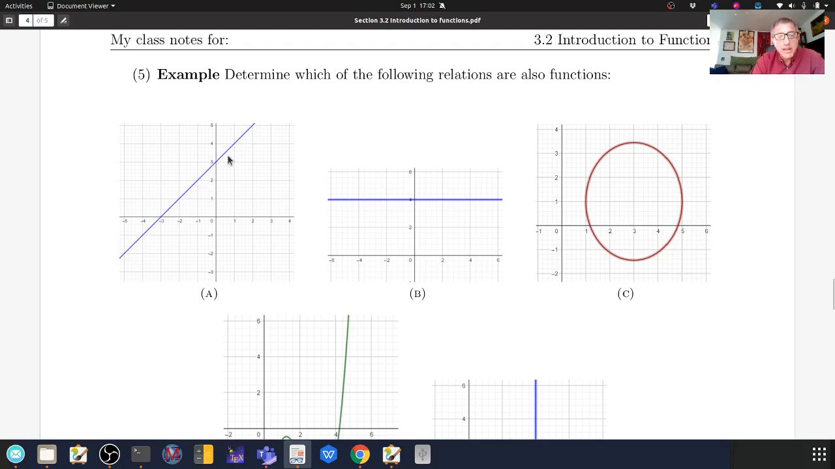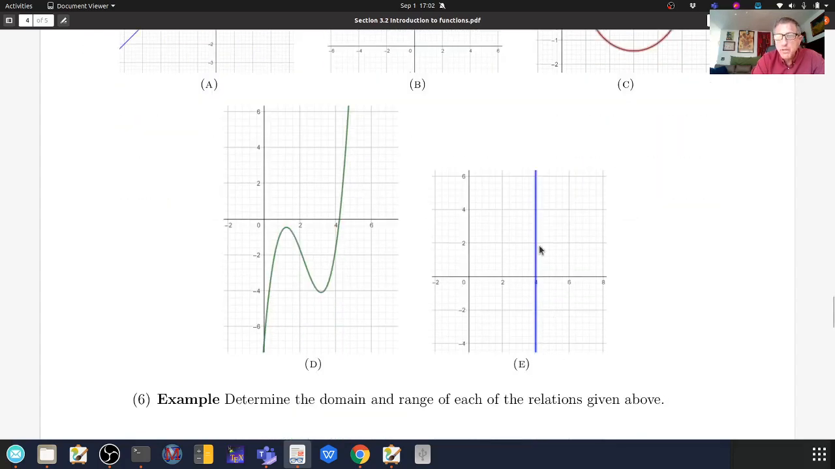If a line is not vertical, then it's a function. So here are two prime examples. Clearly this passes the vertical line test, because I cannot draw any vertical line that will intersect the blue line more than once. So A is a function. Here's a horizontal line. I cannot draw any vertical line that will intersect it more than once, so it's a function.